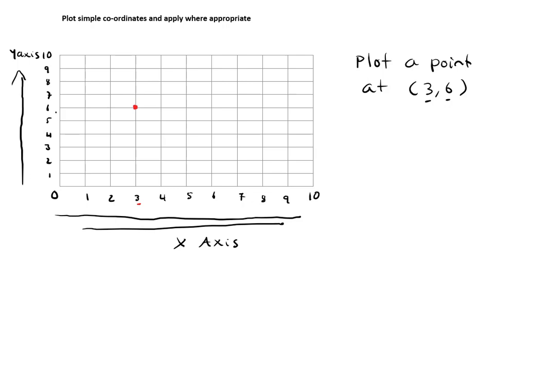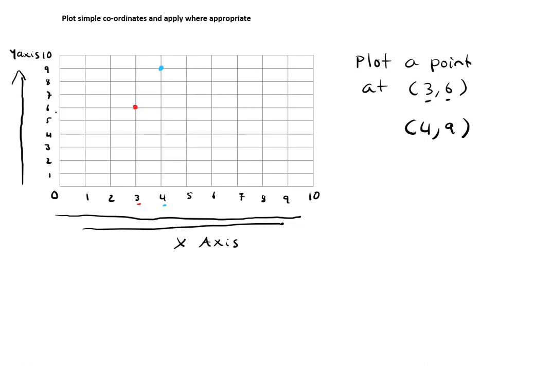Let's try that again. This time we'll plot a point at 4, 9. So it's important to begin with the x-axis. So I'm going to come along the x-axis as far as point 4. And this time I'm going to go up along the y-axis 9 points. And I will put a dot where these two intersect.